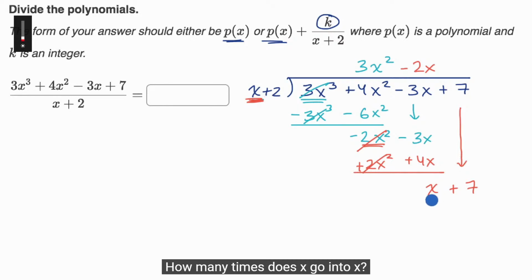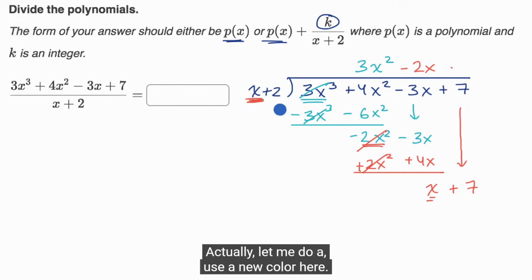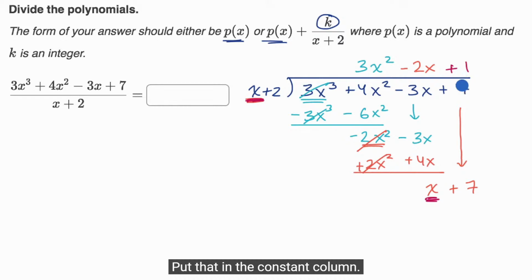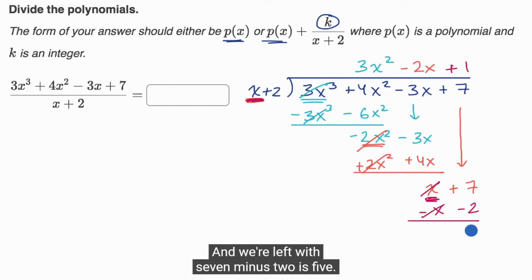How many times does x go into x? Well, one time. So we use a new color here. How many times does x go into x? It goes one time. Put that in the constant column. 1 times 2 is 2. 1 times x is x. We want to subtract these characters. And we're left with 7 minus 2 is 5.